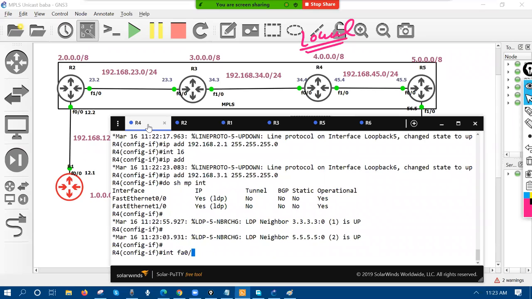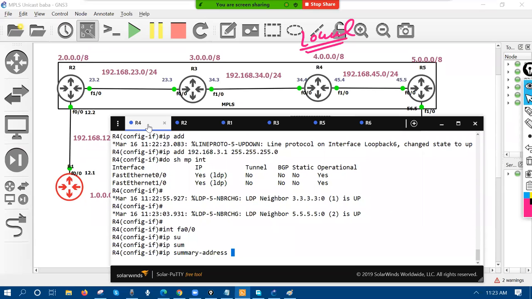Sir, when you configure the loopback, are you assigning MPLS IP on that? No, right? You cannot enable MPLS on the loopback.